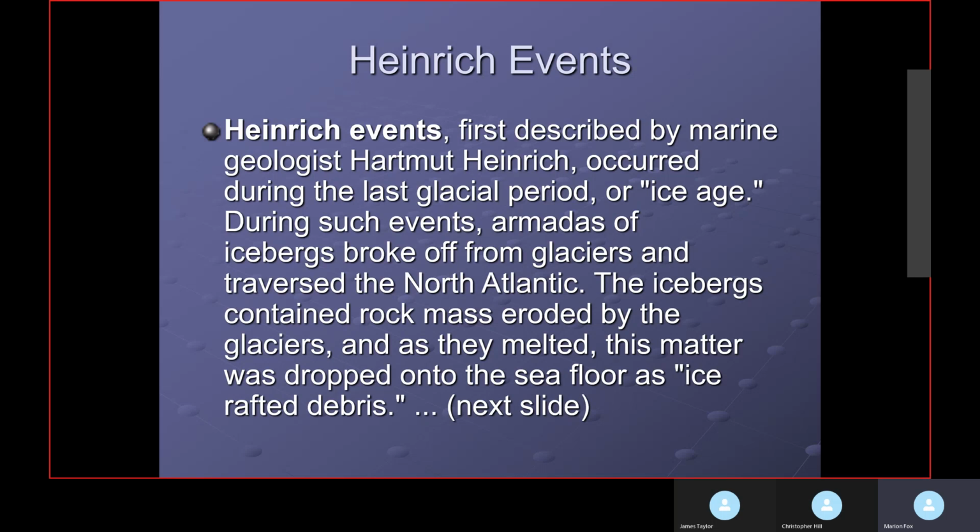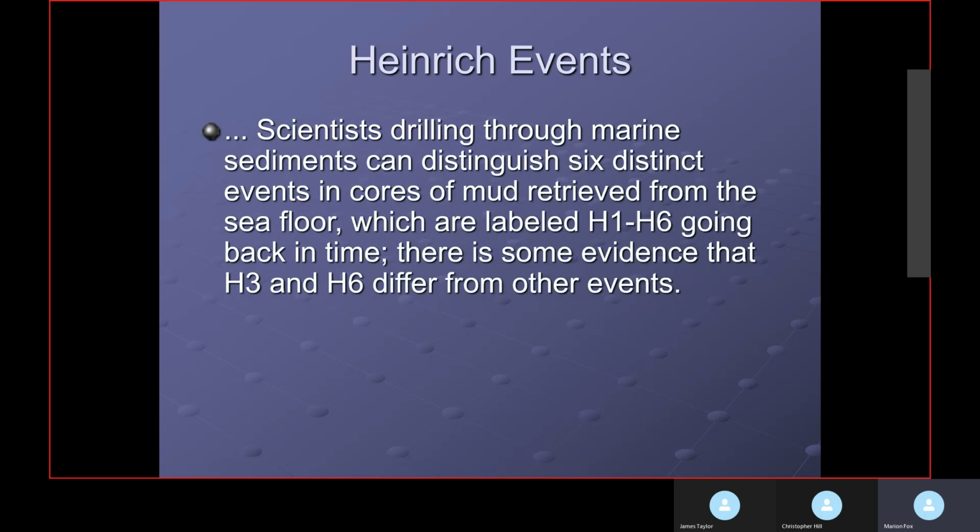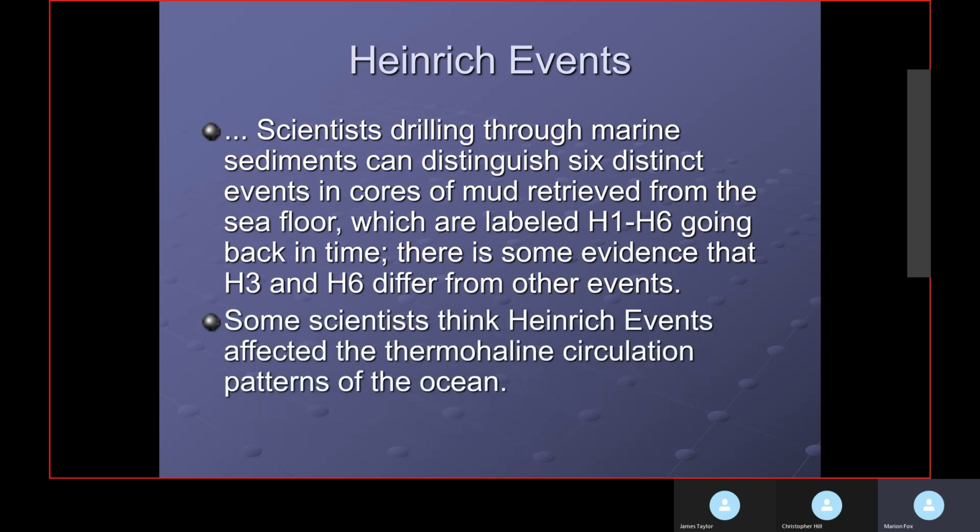During such events, armadas of icebergs broke off from glaciers and traversed the North Atlantic. The icebergs contained rock mass eroded by the glaciers, and as they melted, this matter was dropped onto the seafloor as ice rafted debris. So we see the rocks then in the ocean itself. Scientists drill through marine sediments and can distinguish six distinct events in cores of mud retrieved from the sea floor. They're labeled H1 through H6 going back in time. There is some evidence that H3 and H6 differ from the other events, but we'll not look at this any further.